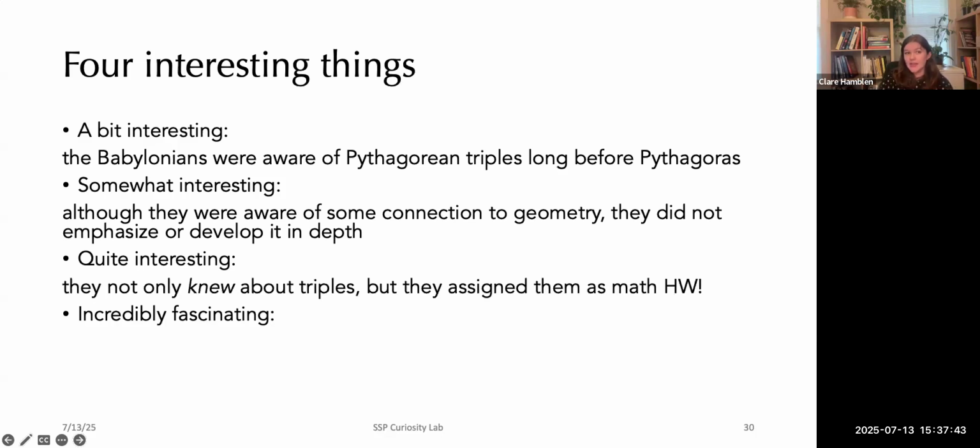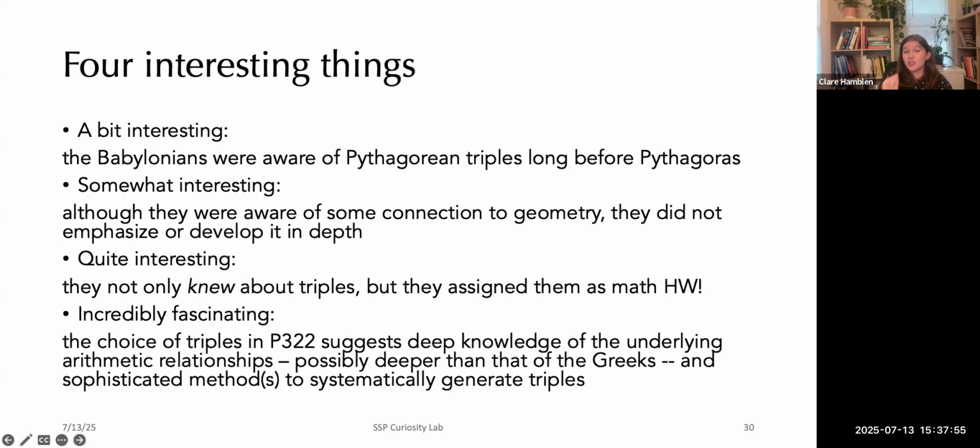Quite interesting to me is that they not only knew about these triples and understood them, but they assigned them as math homework. That will never not be wonderful to me. The most fascinating thing is that the choice of triples in Plimpton 322 suggests quite deep knowledge of an underlying arithmetic relationship, possibly deeper than that of what the Greeks used later on, and some very sophisticated methods to systematically generate triples. The systematic nature is the interesting thing: those values are not the triples that any of us would come up with if we just sat down to fill out a table of 15 sets of triples.